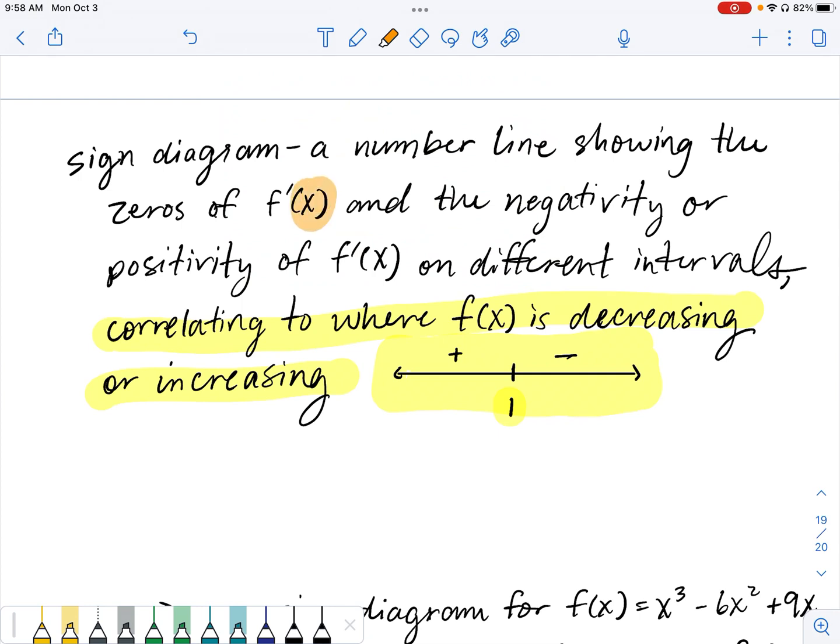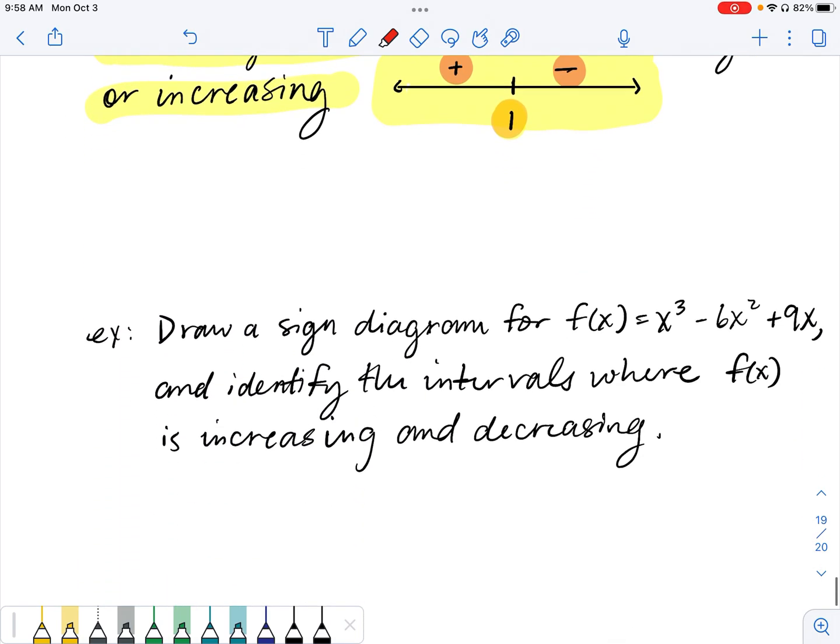The sign diagram, again, shows the zeros of f prime of x, which is right here. It shows the negativity or positivity of f prime of x on either side, that's right here. And those things correlate to where the f of x function is increasing or decreasing. It's showing that the slope of the tangent line is either negative or positive, which tells whether the function itself is decreasing or increasing.